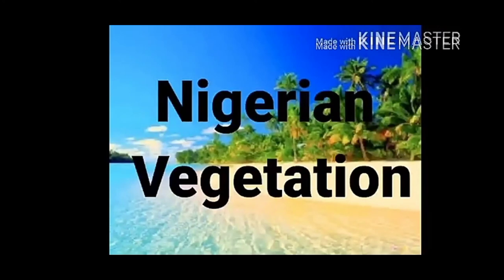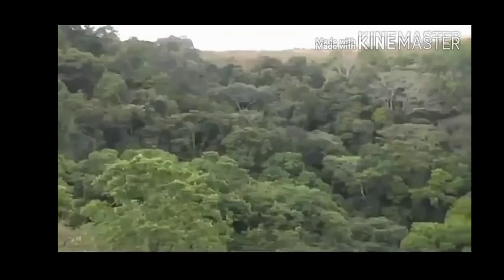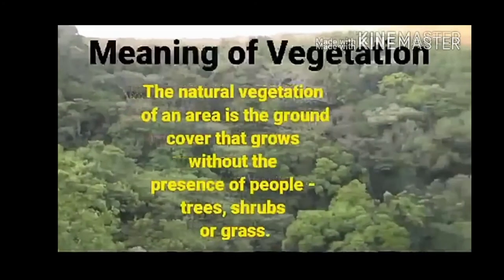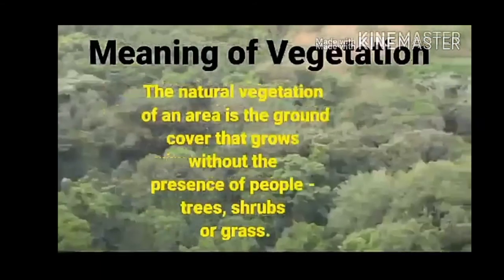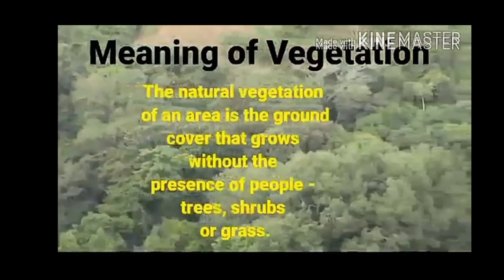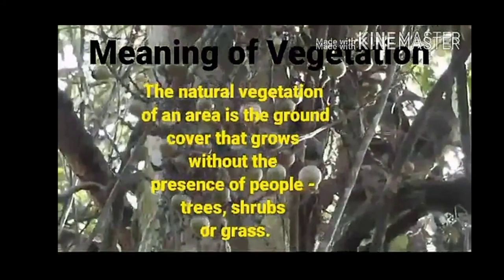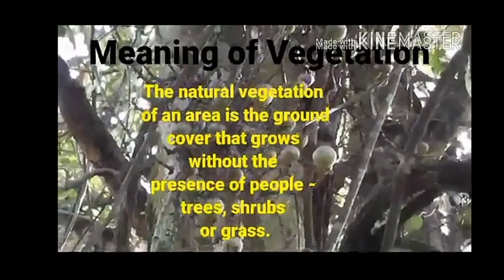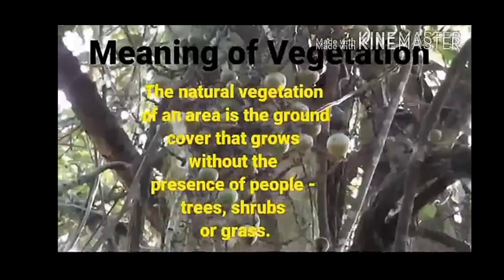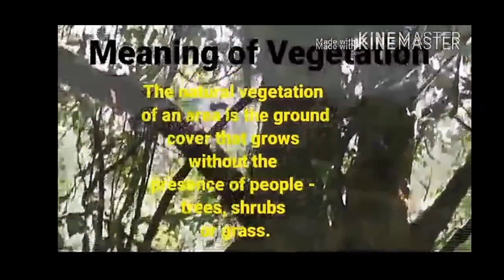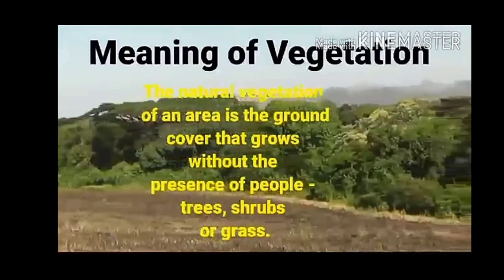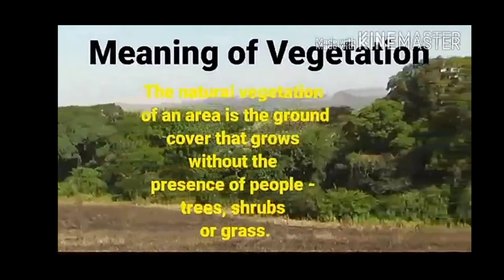Nigerian vegetation: we have three types of vegetation in Nigeria. First of all, the meaning of vegetation. The natural vegetation of an area is the ground cover that grows without the presence of people. So it includes trees, shrubs, or grass. When you look at some forest areas, you see all the big trees, the shrubs, and the grasses. This is known as natural vegetation, that ground cover that grows without the presence of people.